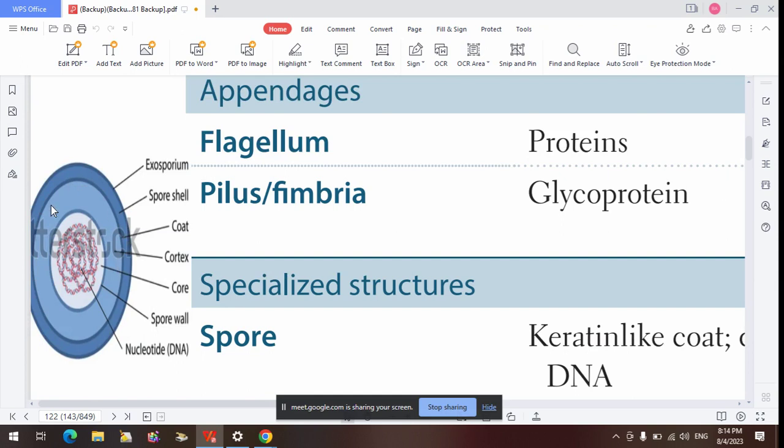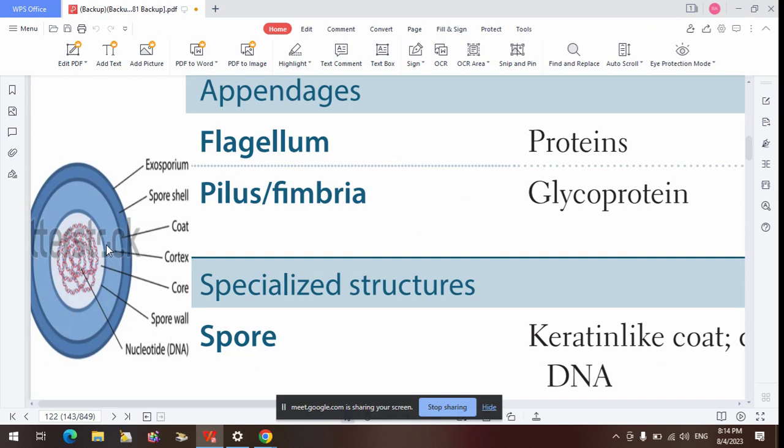Now that coat is made up of keratin-like material. So after the exosporium, we move next to the coat, which is made up of keratin-like structure, keratin-like coat. Then after the coat, you have the cell wall. You can see the next layer.